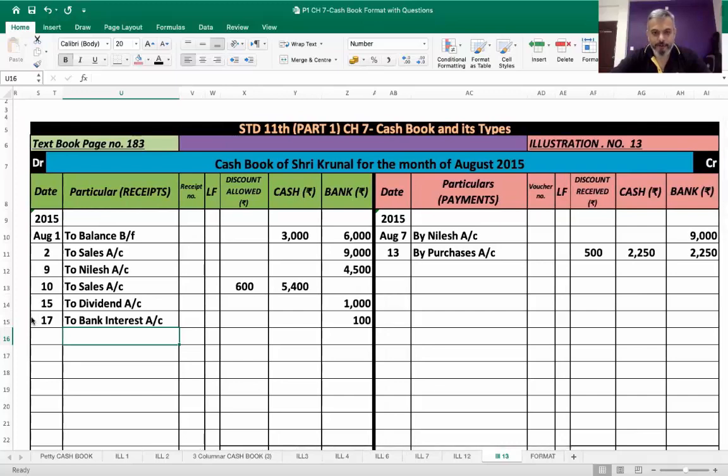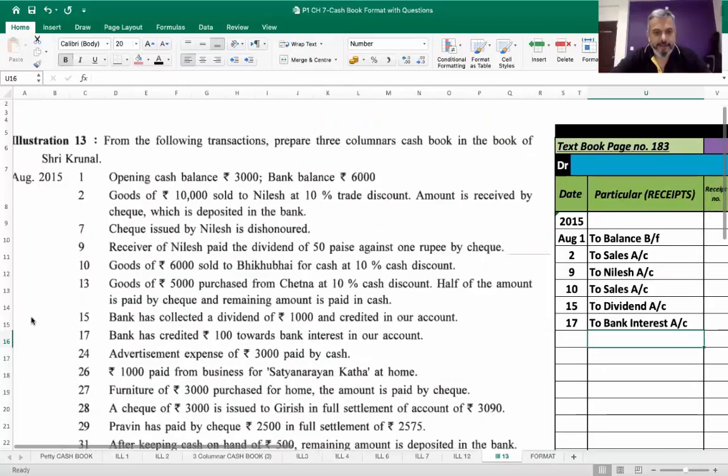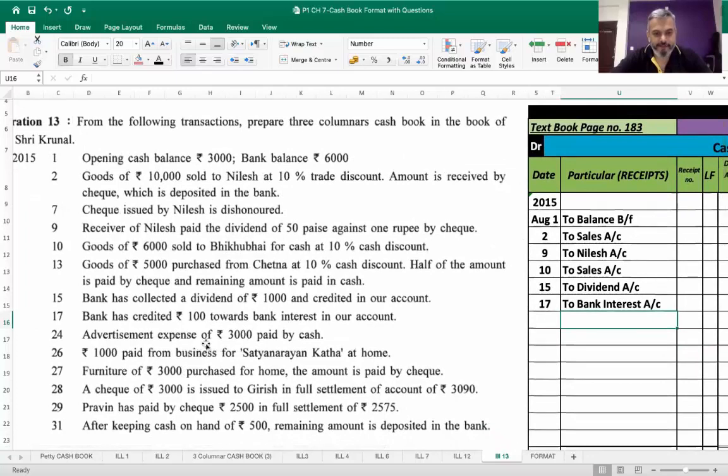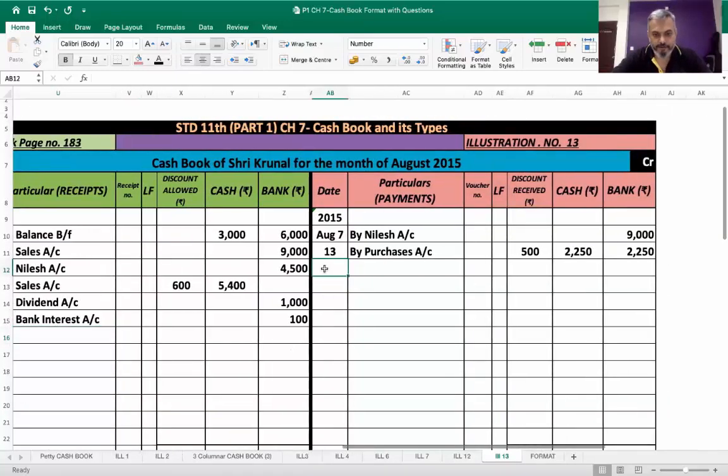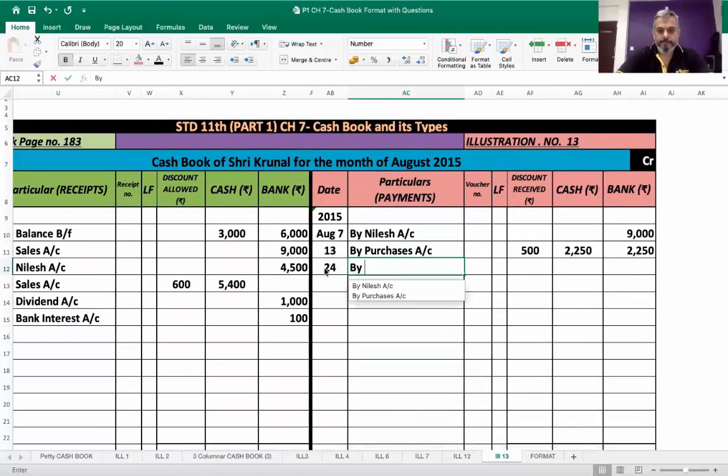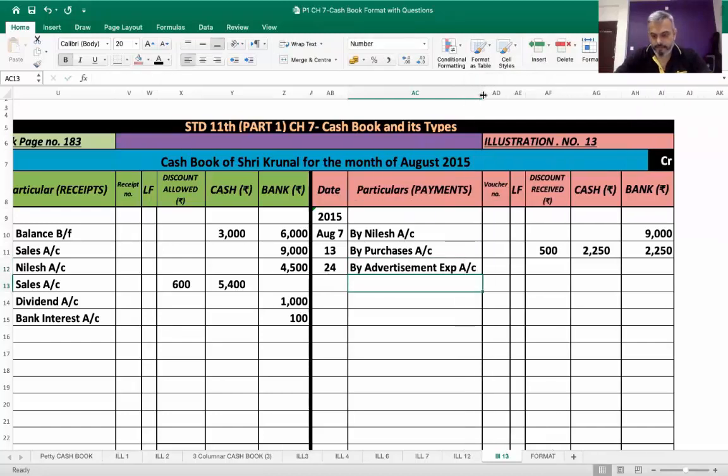Okay, now 24th. Advertisement expense of 3,000 paid by cash. So payment side, 24th, by advertisement expense account. Amount is 3,000, cash column.